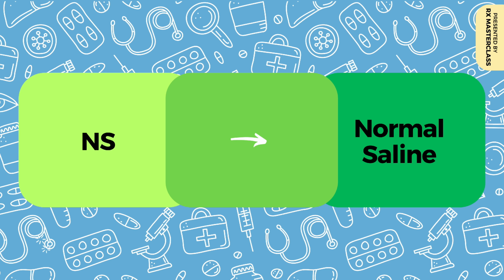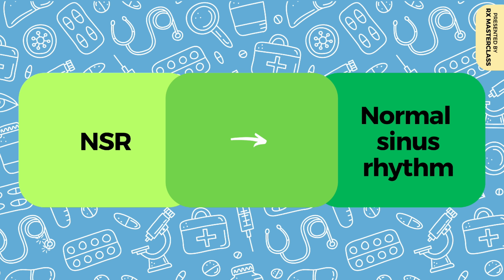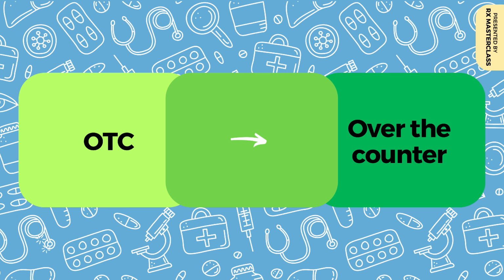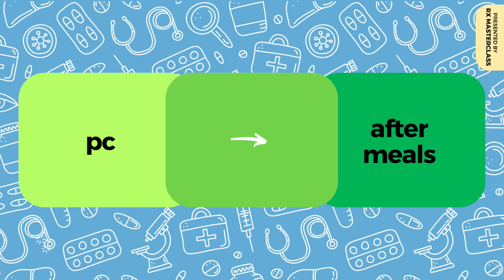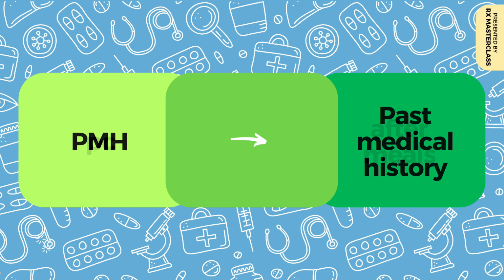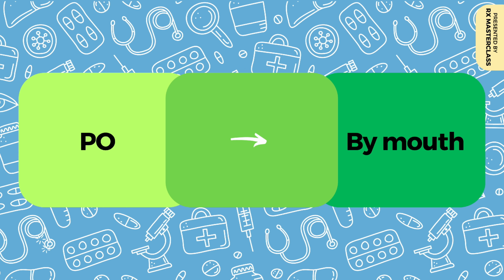NS, which stands for normal saline. NSR, which stands for normal sinus rhythm. OTC, which stands for over the counter. PC, which stands for after meals. PMH, which stands for past medical history. PO, which stands for by mouth. PRN, which stands for as needed.